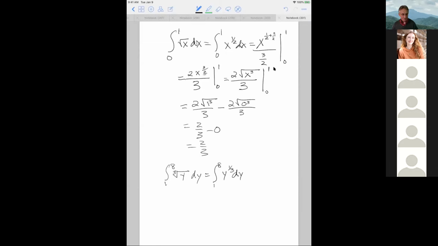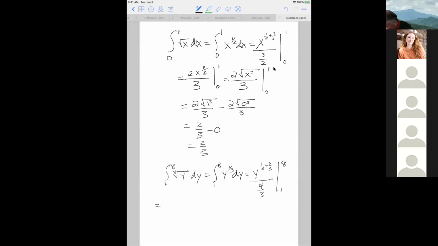So what do we do? Integrate. The bar goes away, dy goes away. I end up with y to the 1/3 plus 3/3 over the new exponent, which is 4/3. And that's going to go from 1 to 8. All right? Questions?